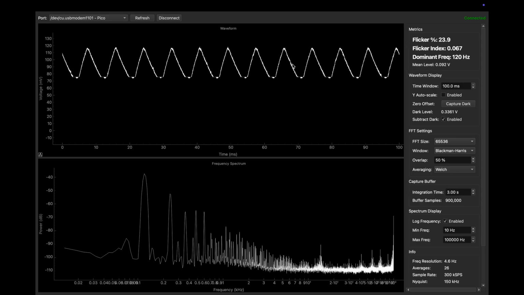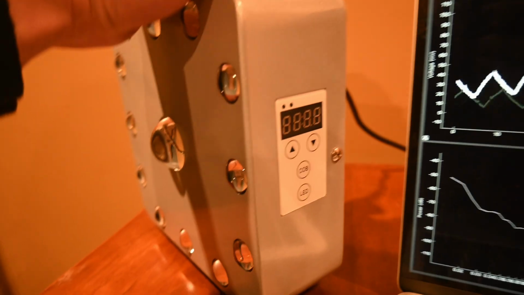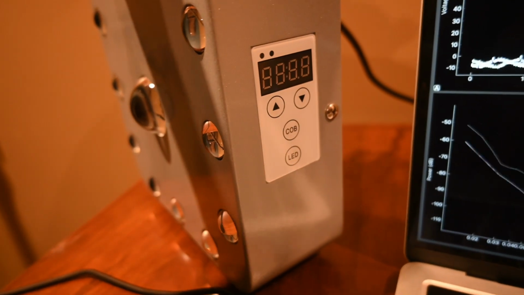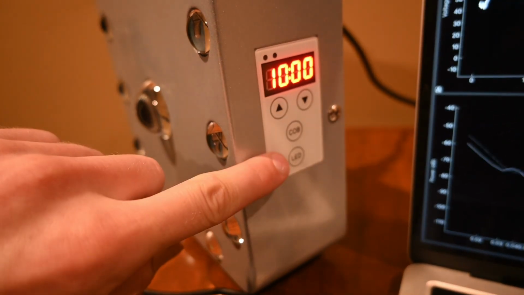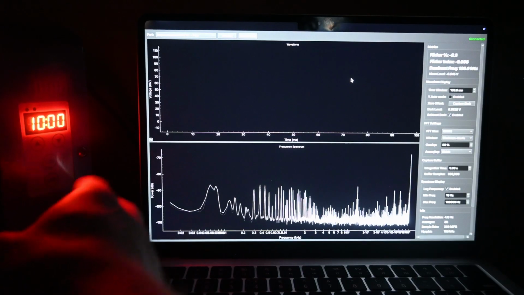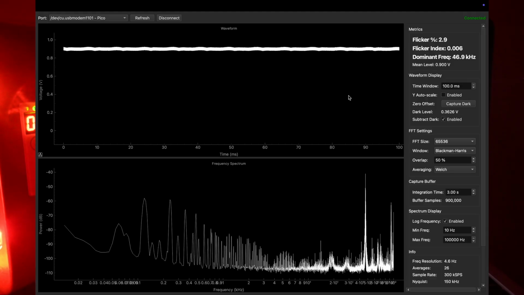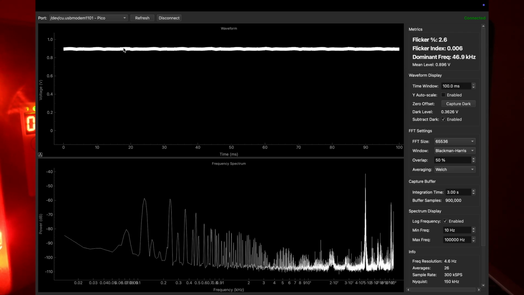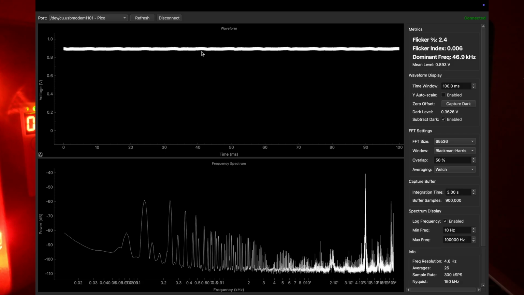But what about the EMR-TEK? Let's do a test on this. We're going to be testing both the chip on board and the LED mode separately. Okay, what we're looking at here is the LED mode on the EMR-TEK Firewave. Now, firstly, we do see some sort of AC signal here. If this were not flickering at all, this would be a flat line. But we do see some sort of modulation here.